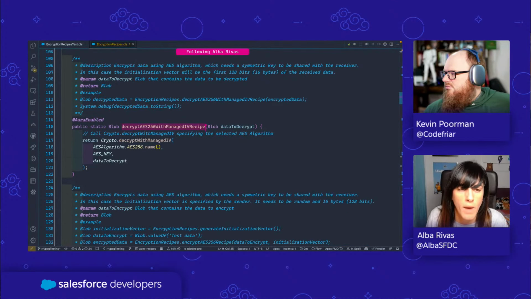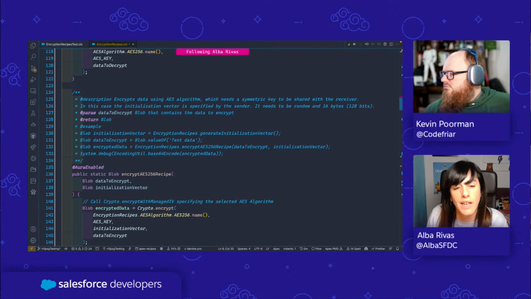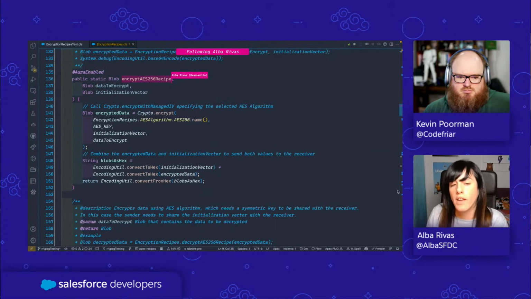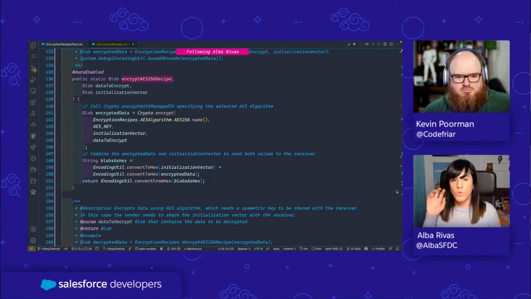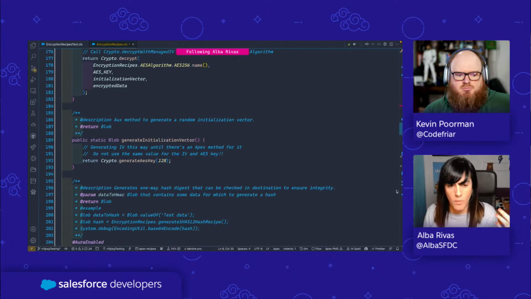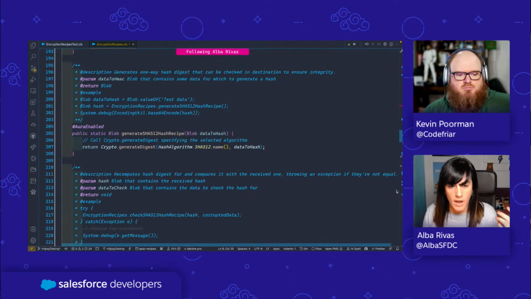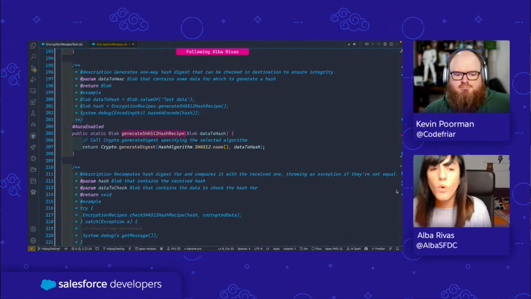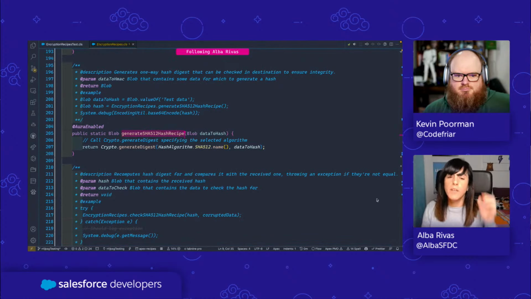So if we go back to our encryption recipes class, you are going to find another recipe to encrypt with a custom initialization vector if you want to take a look, but I'm not going to stop on that, and I'm going to try to find our hash recipe. So here we have our hash recipe, right?